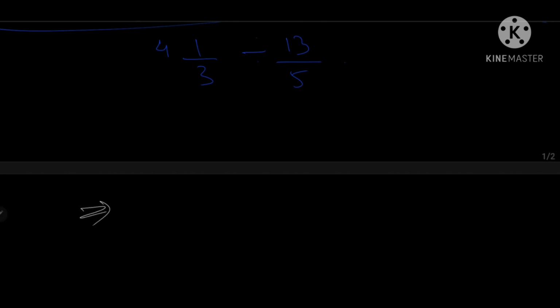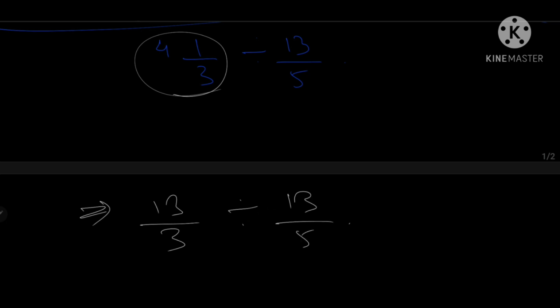Now the first step is that we need to convert this into an improper fraction. This was 12, 13 by 3 divided by 13 by 5. You must have noticed out here that this is a mixed fraction, and this is not. So the rule says, and every student has to remember this, that till the time you don't convert it into an improper fraction, we will not be doing any further steps.